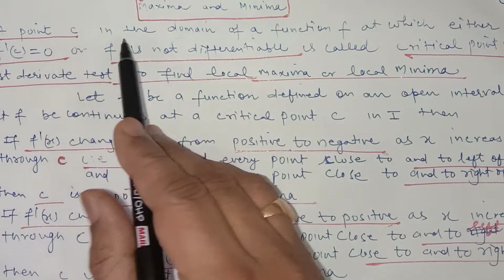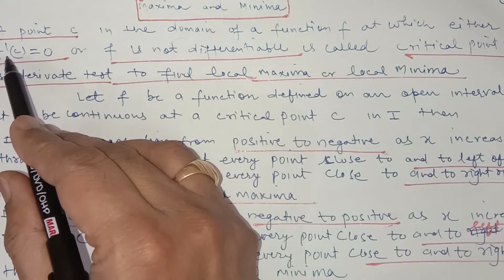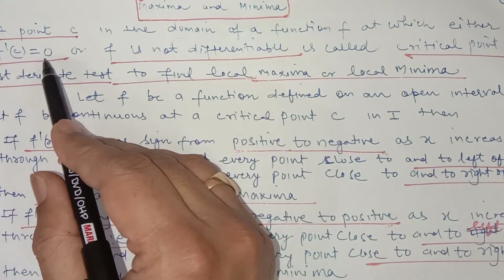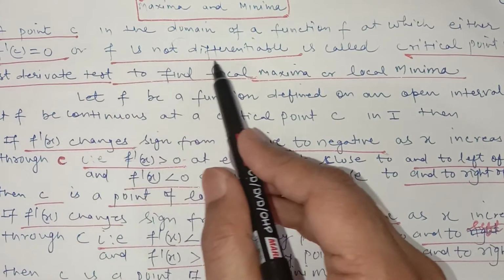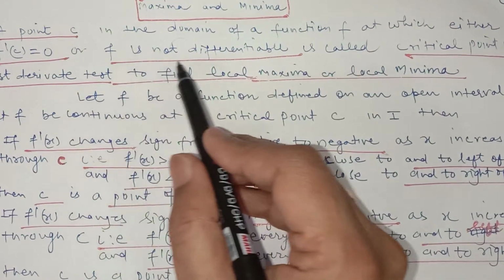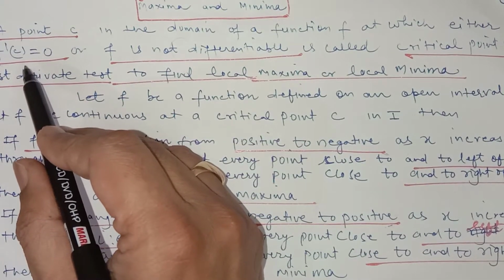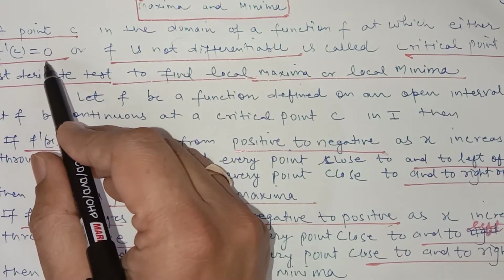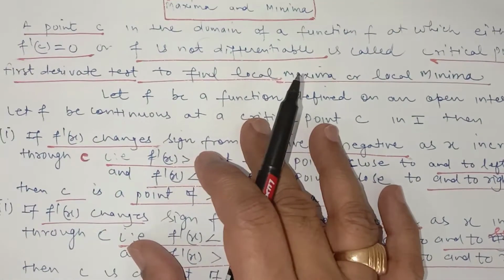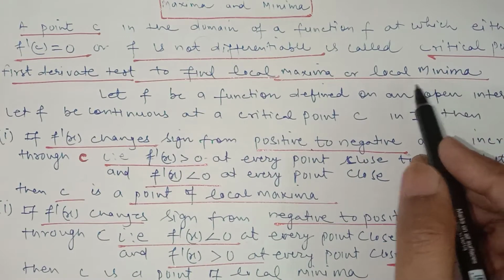A point C in the domain of a function f at which either the first derivative of the function at C is equal to 0 or f is not differentiable is called the critical point of the function f. The critical point of the function f is that point we get when we put the first derivative of the function equal to 0. Now, what is the first derivative test to find the local maxima and minima of the given function?